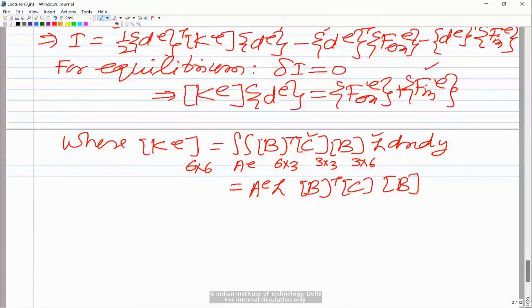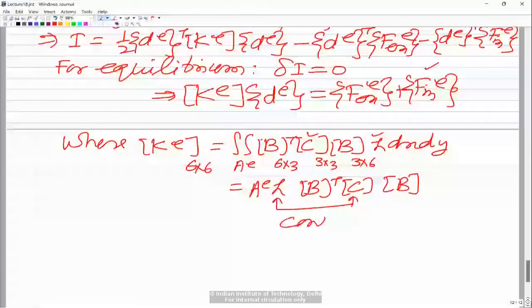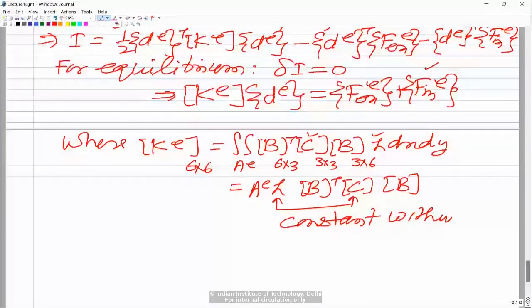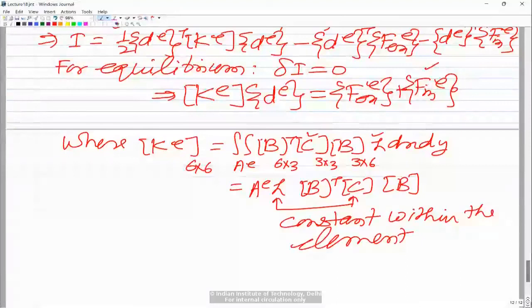On the left hand side we are left with the integral over area of dx dy, which will simply give you the area AE. So it would be AE H B transpose C B. This is going to be the stiffness matrix, provided H and C are constant within the element. If they are not constant, then of course you have to multiply and do the integration as it is illustrated here.